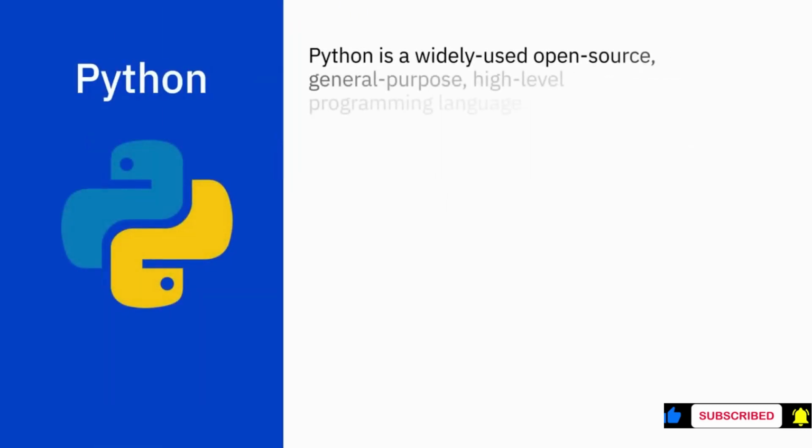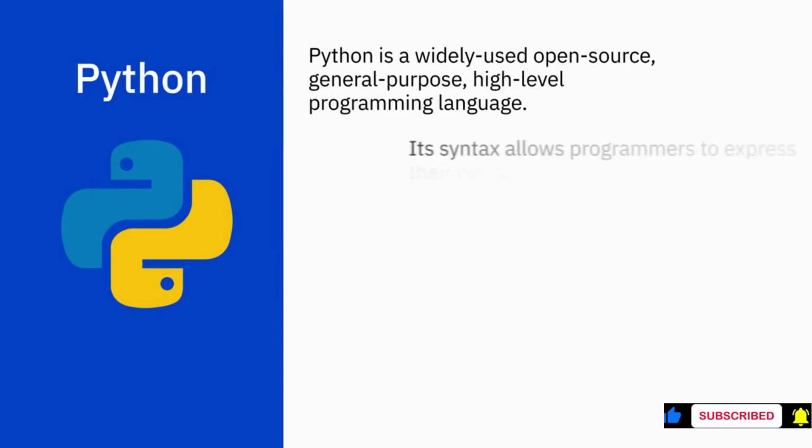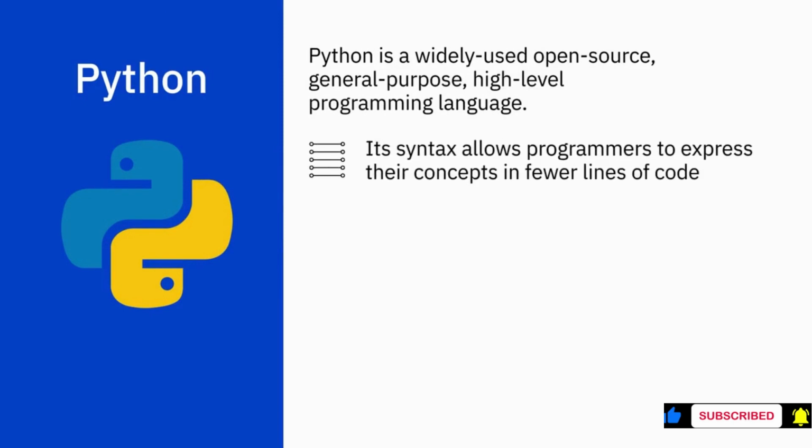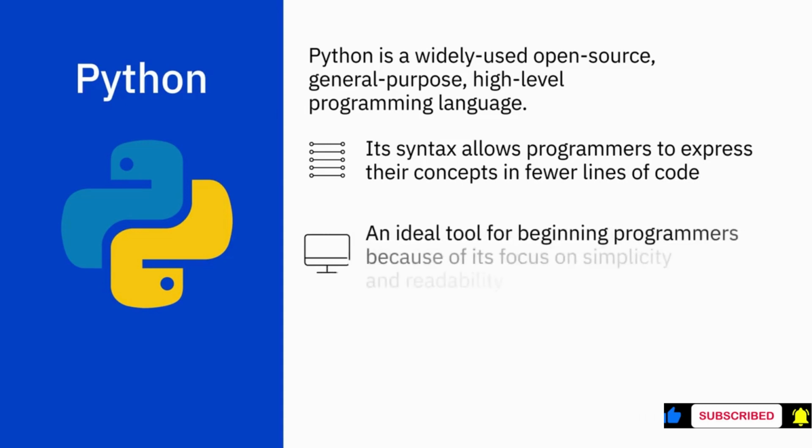Python is a widely used, open-source, general-purpose, high-level programming language. Its syntax allows programmers to express their concepts in fewer lines of code as compared to some of the older languages. Python is perceived as one of the easiest languages to learn and has a large developer community. Because of its focus on simplicity and readability and a low learning curve, it's an ideal tool for beginning programmers.